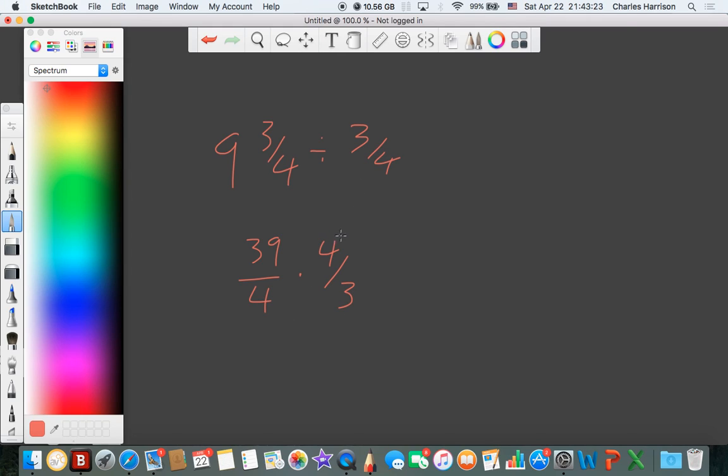Well, that's easy enough. This cancels this out. This cancels this out. 39 is really 3 times 13. So we can cancel that 3 out, this 3 out. Look at that. We've canceled this out, we've canceled that out. All we have left is 13. Voila. There are 13 servings in that cereal box.